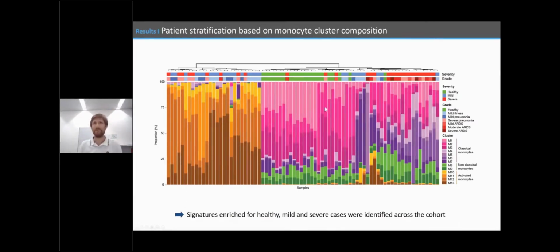Then there's a second group here in the center, where we have many classical monocytes, and these are associated mainly with the healthy donors. Then there's a third group that is shown here to the right, where we have higher proportions of a subset, for example, M6 classical monocytes, and these are associated with severe disease.